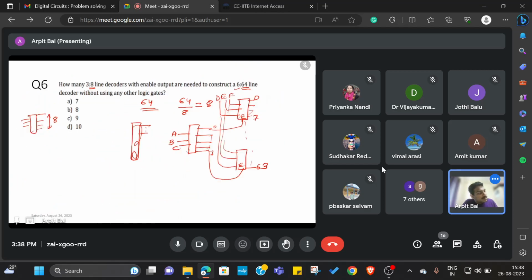Okay, so let us solve this one. At the output we need 8 and at the input stage we need 1. So total, C, I think. Yeah, C is the correct option. So 8 plus 1, 9. Okay, does anyone have a question in this numerical? If not, then we can proceed to the next question.